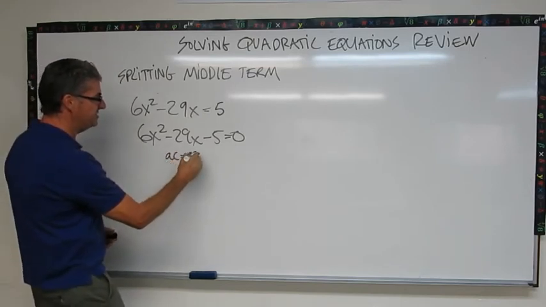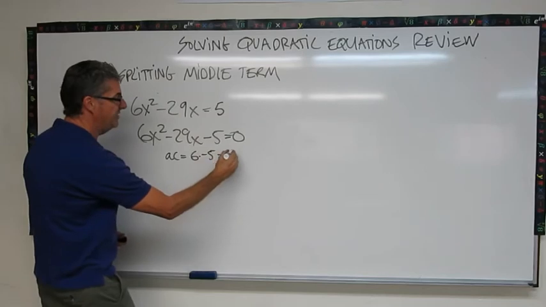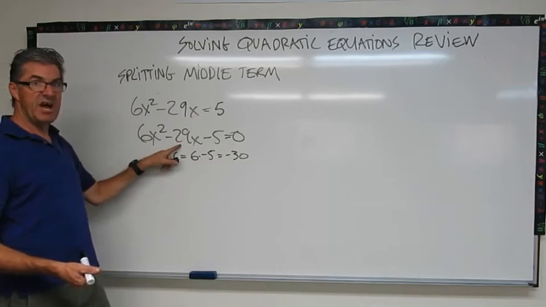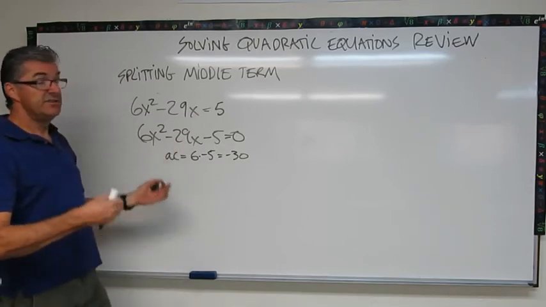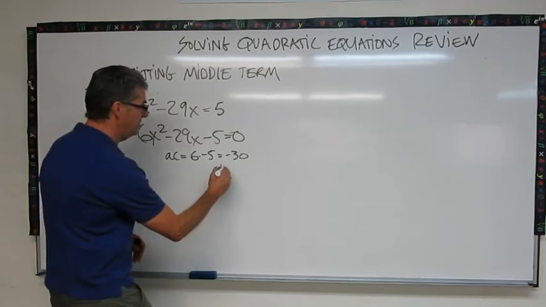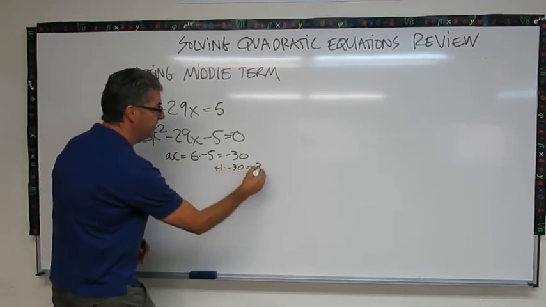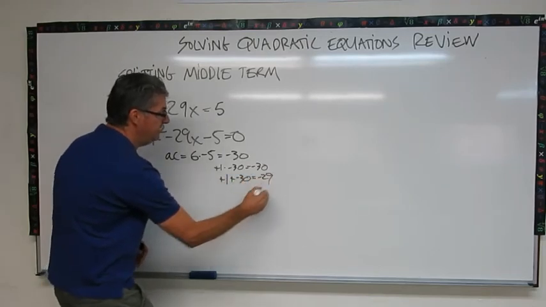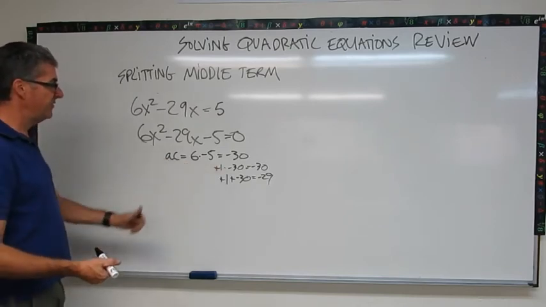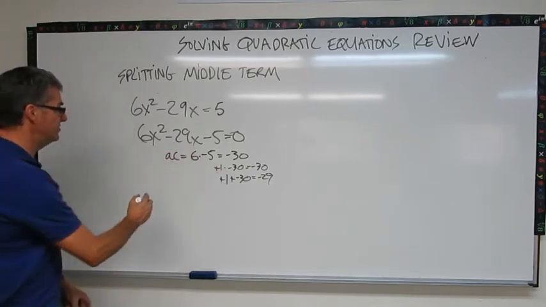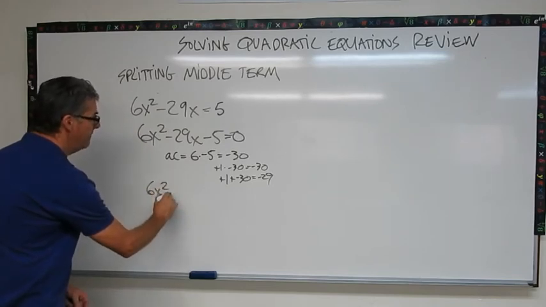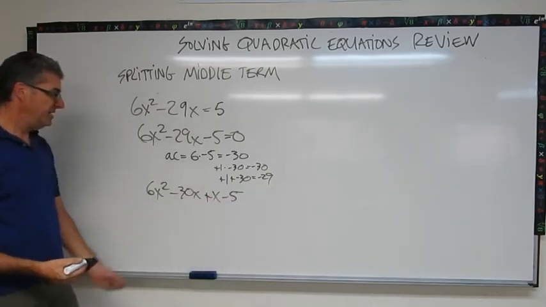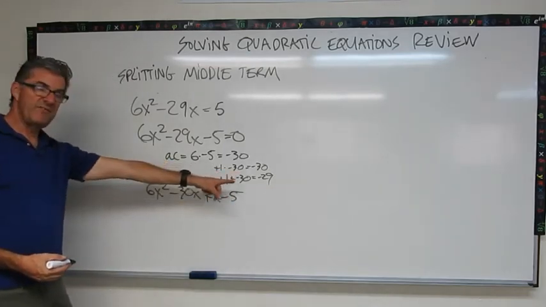AC is going to be 6 times -5 equals -30. So now we need two factors of -30 that add up to -29. How about positive 1 times -30? 1 times -30 equals -30, and 1 plus -30 is -29. So that works. I have positive 1 and -30. So we're going to split this middle term using those two numbers. 6x squared minus 30x plus x minus 5. Okay, so I just split my middle term using these little factors I found there.